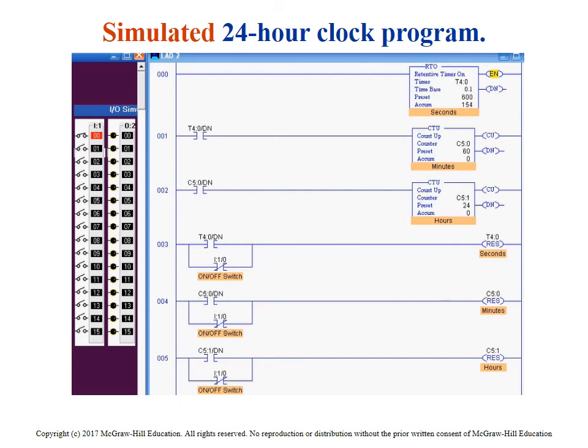When it reaches 600, it's going to give this done bit, which triggers this one. This one's going to trigger here. And that'll be that. I'm going to just zip past here and see if I can make this go a little faster. There we go.